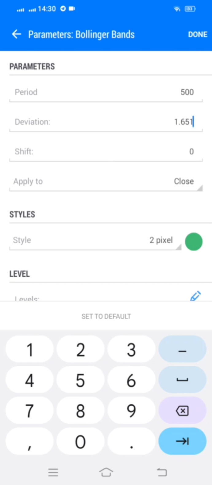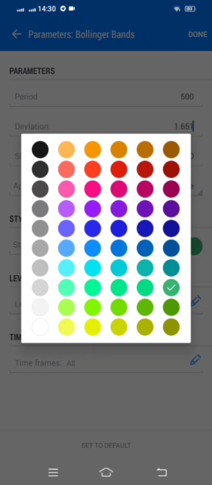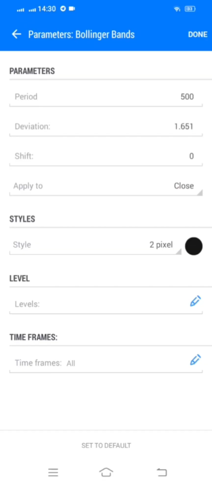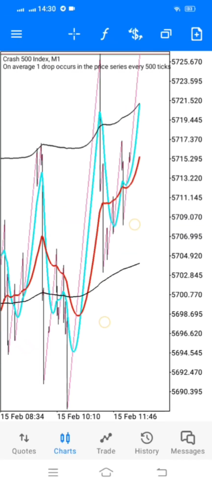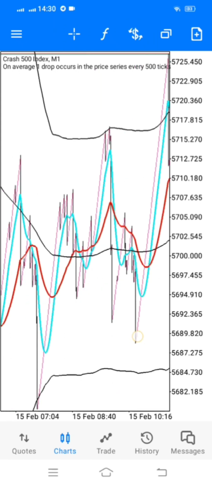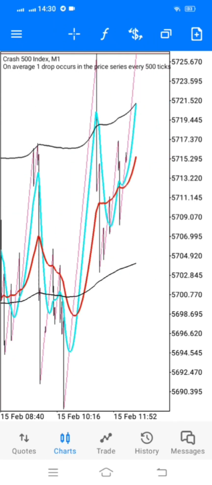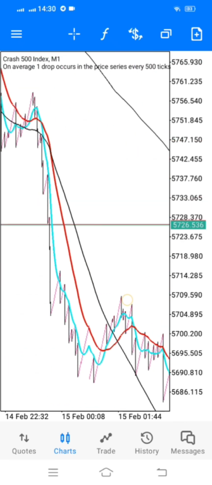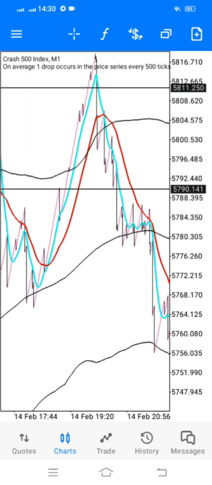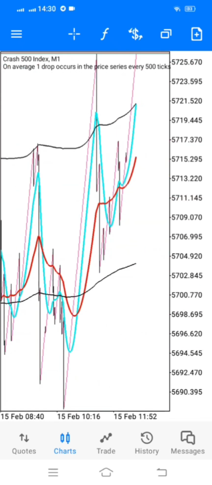So you can choose any color of your choice. I'm going to go with, let's make it black. I'll make it black on my charts. And now we can see the Bollinger Band. So these black lines over here, this is what we call the Bollinger Bands, the last indicator that we've just loaded on the chart. Now, looking at the chart, you can see that it's self-explanatory.